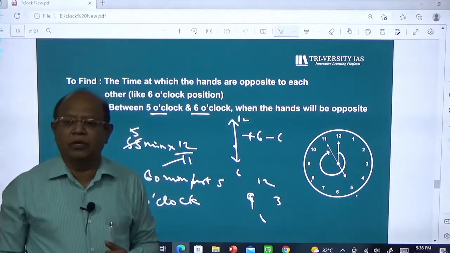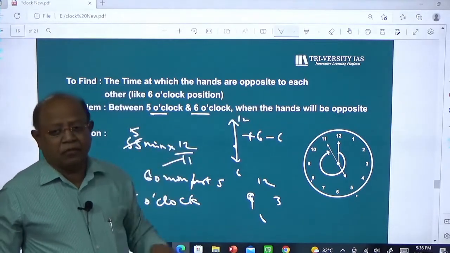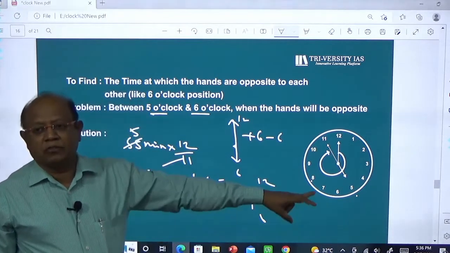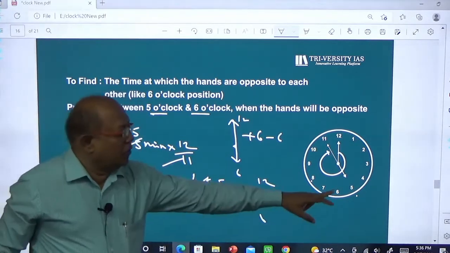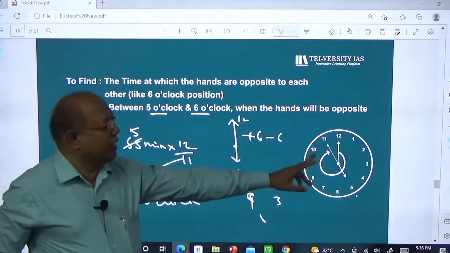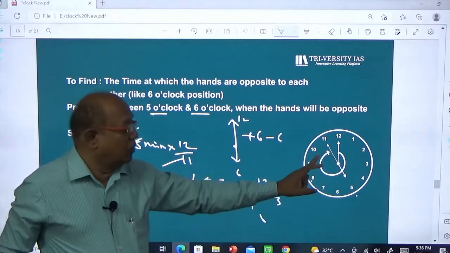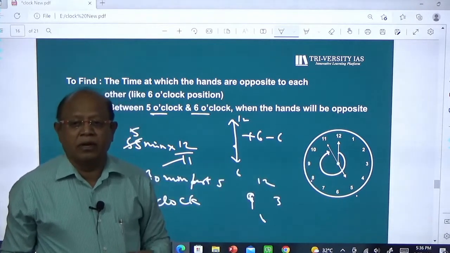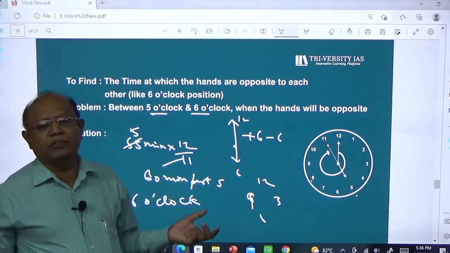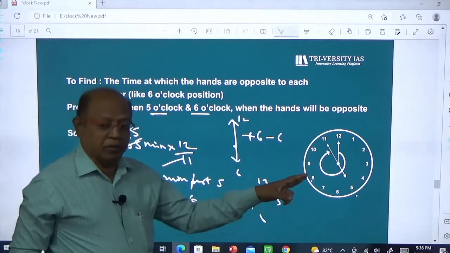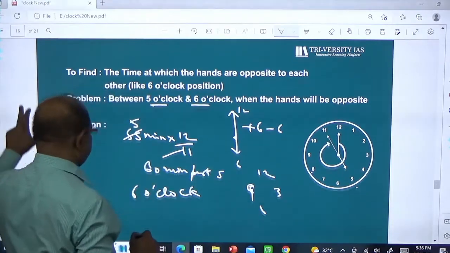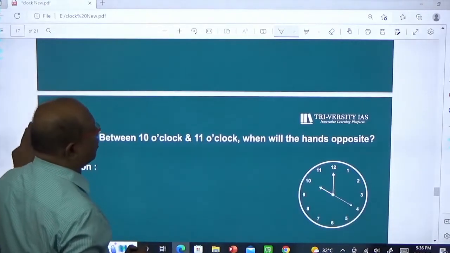So what you need to do for opposite: first locate the position of the smaller hand. Now find the opposite number by adding or subtracting 6. The minute hand has to move from 12 all the way to that particular number. Now you will get how many minutes it has to cover, and to get the relative time, again we need to multiply by 12 by 11. This is the way. Now let us see one more question.